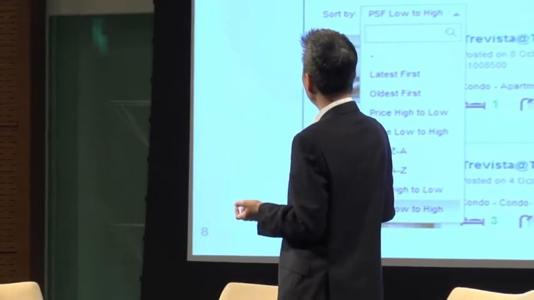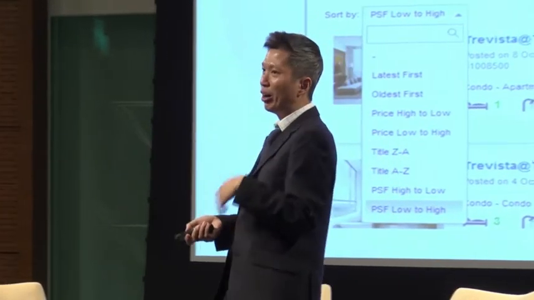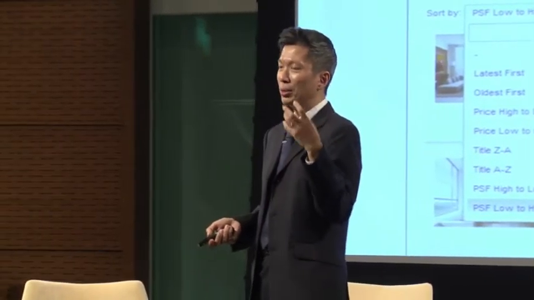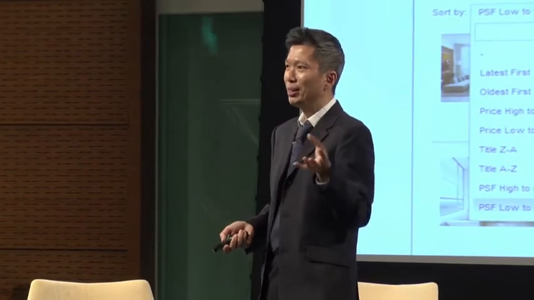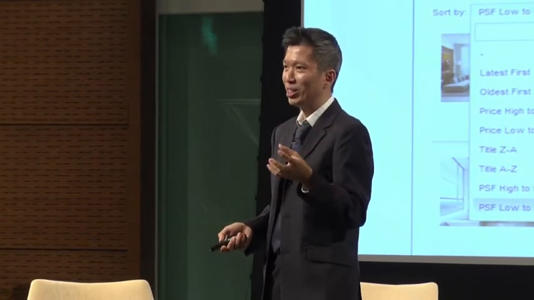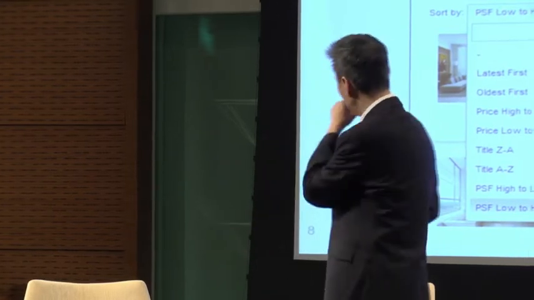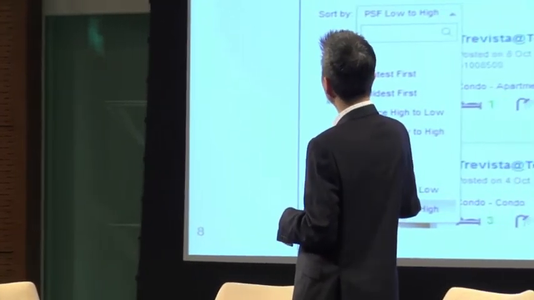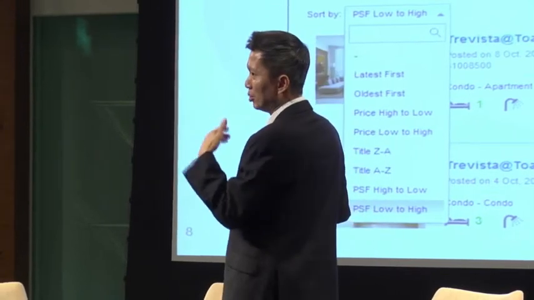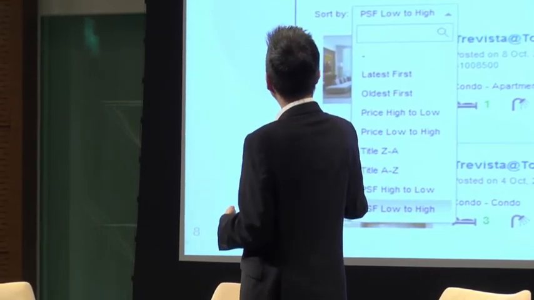Some people may use price low to high, but very often we know that the unit with the lowest quantum does not necessarily mean that it's the cheapest. So we measure cheap based on PSF. After that, you go zoom in on the cheapest in terms of PSF.